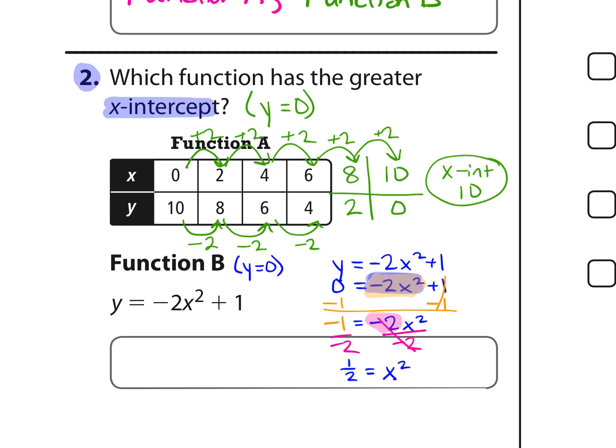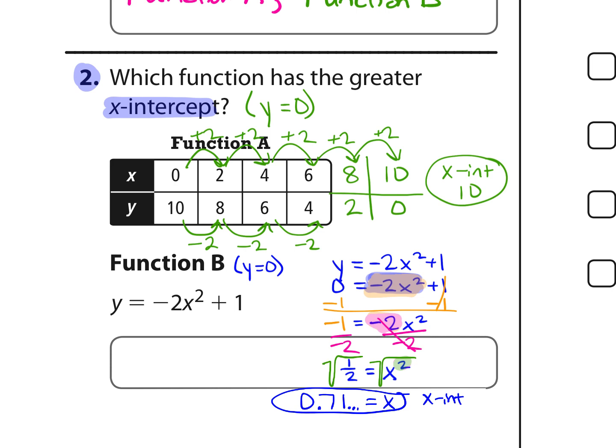Now we want to get rid of this exponent 2, so we're going to square root both sides. And then we can just go to a calculator and find what the square root of 1/2 is. And I get a decimal about 0.71. It keeps on going, but it's approximately 0.71. So that's the x-intercept for function B.